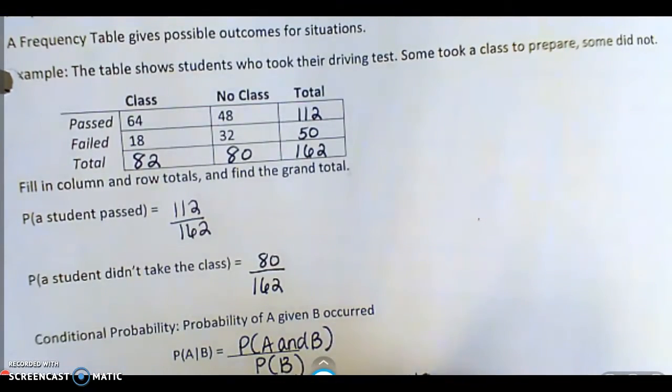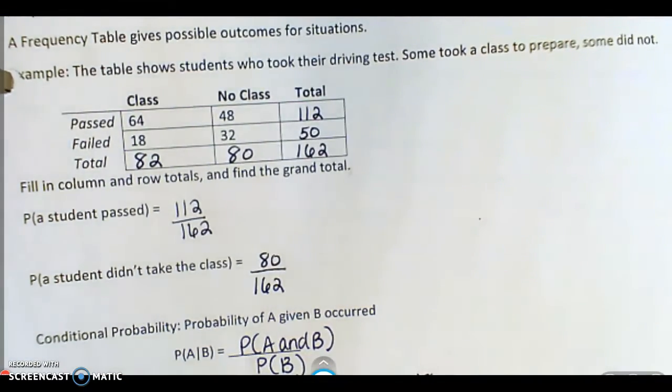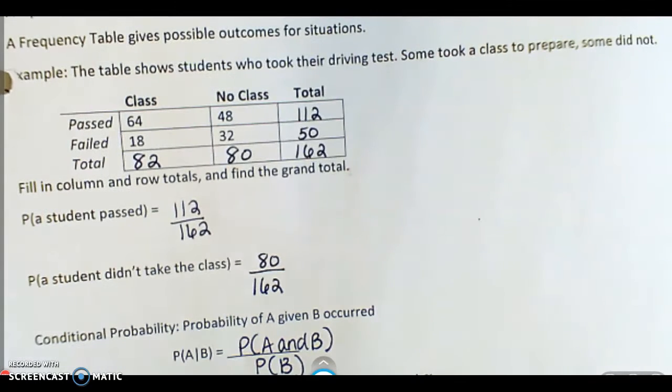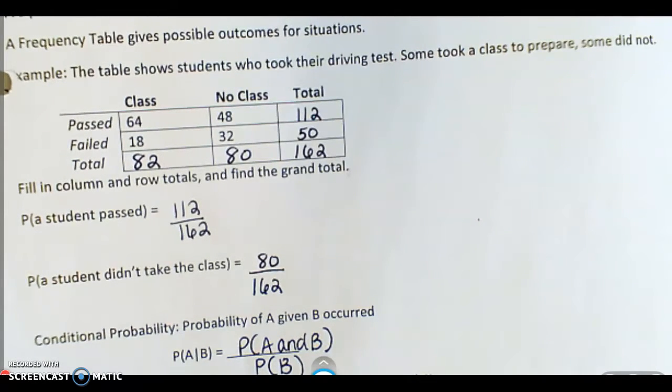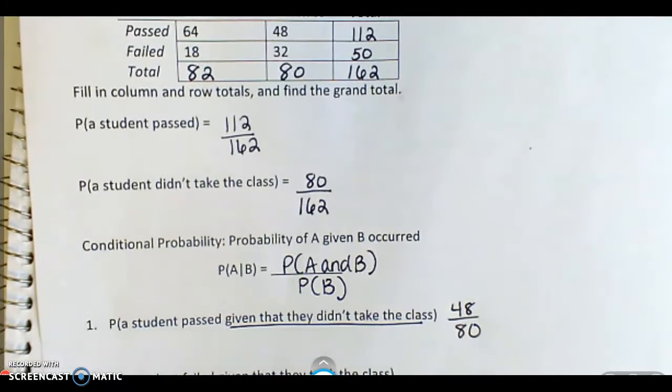The given part means that you only look at that row and column, and then you find the total, which would be on the end of that row and column, and then the answer on the top would be based on what you have for a student passed.